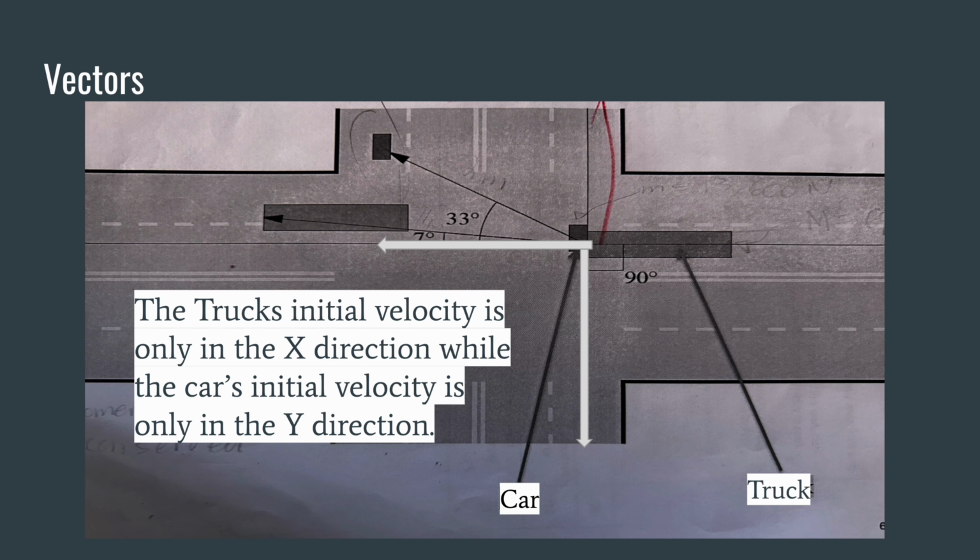A key fact in deducing whose fault this car crash was is understanding where the car and truck came from. In this situation, the car was traveling only along the y-axis and the truck was only traveling along the x-axis, meaning that all the energy in the x direction has to be given by the truck and all the energy in the y direction must be given by the car.